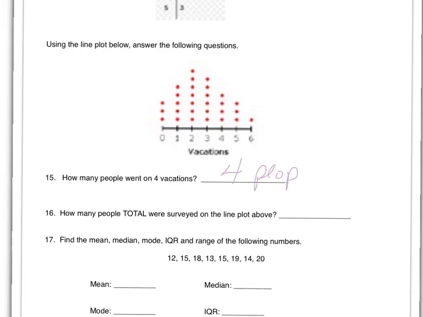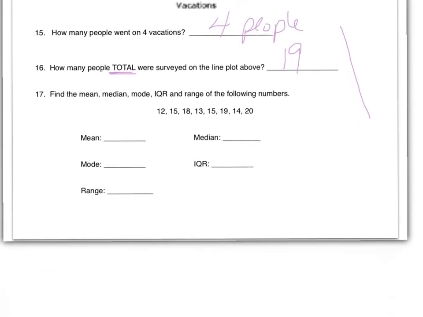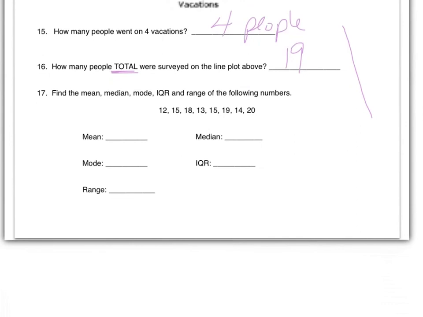How many people total were surveyed on the line plot above? Well, in this case, you would just literally count all of the dots, and when you do, you get 19. Oh, sorry. Okay. Find the mean, median, mode, IQR, and range of the following numbers.